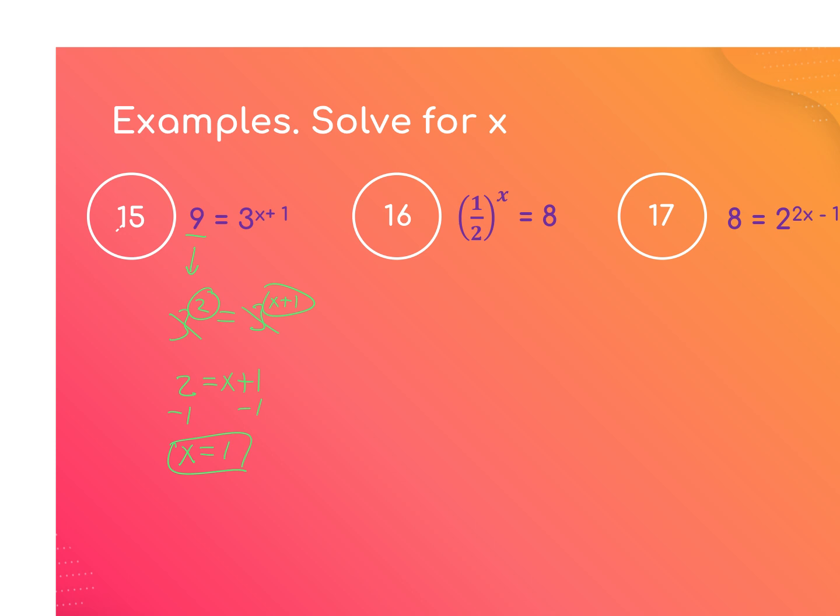So always change the base. Make sure that you have the same base before you start canceling things out. And then once you have the same base, cancel them out, set the exponents equal to each other.